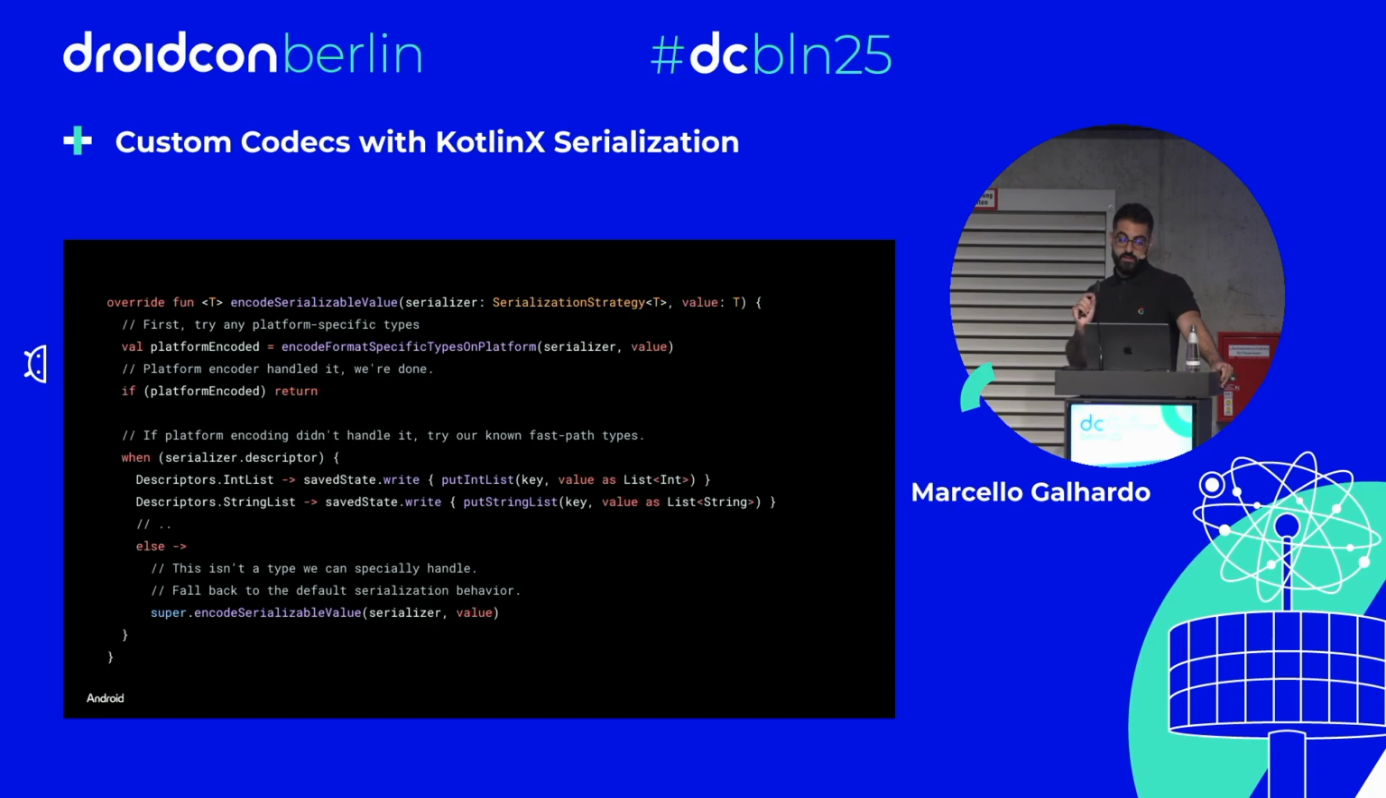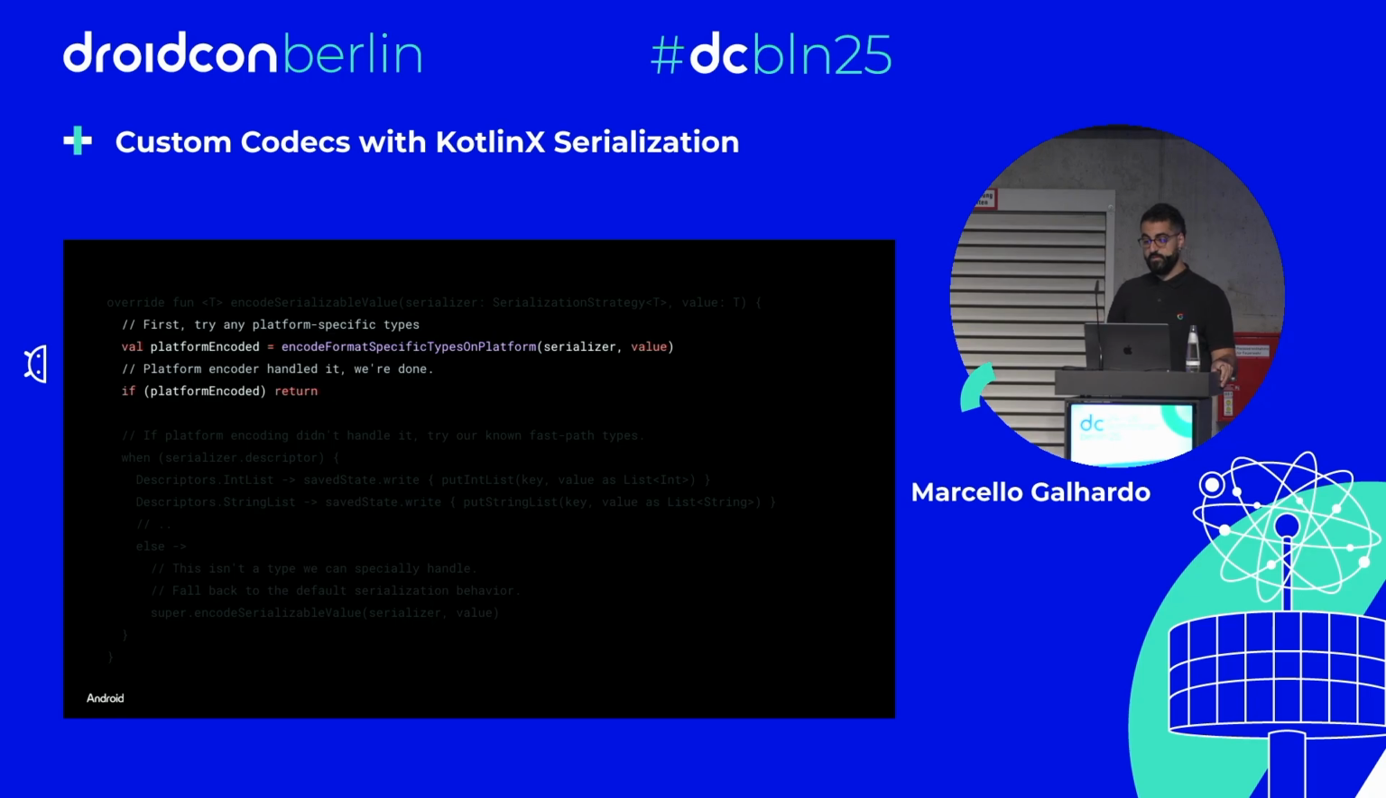And this is the encode serializer value method, which is used for encoding complex objects. If you pass in the object, your codec will eventually call this method, and it's going to handle these objects. First, we check for any platform-specific types. If the platform knows how to encode the value, we use that and stop. For example, in Android, one of them is parcelable.